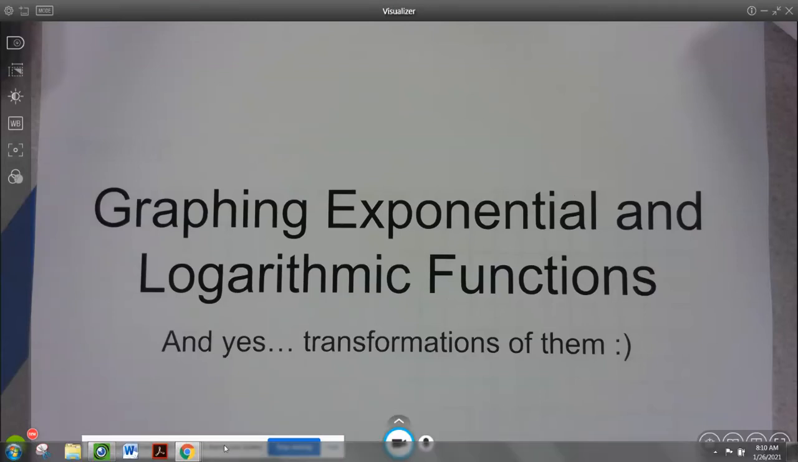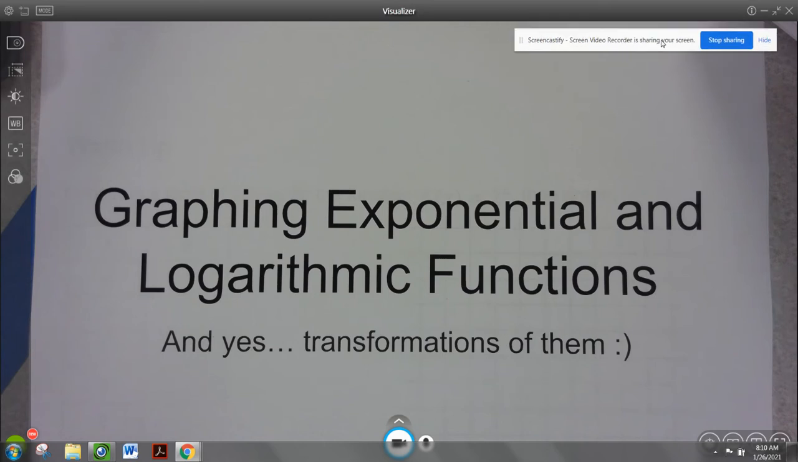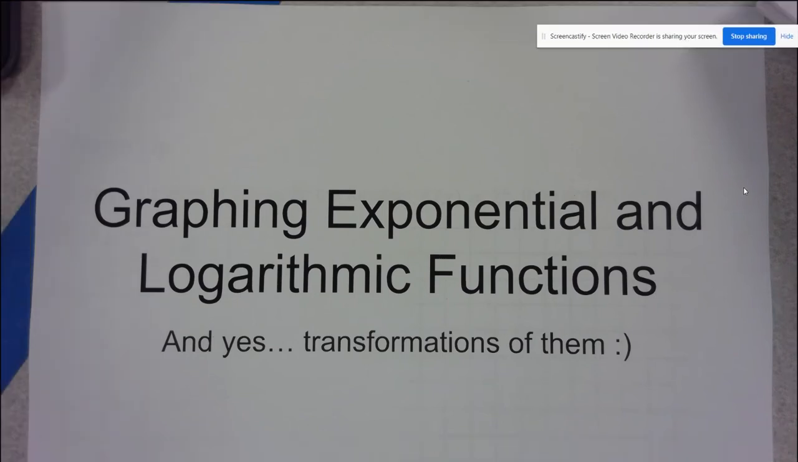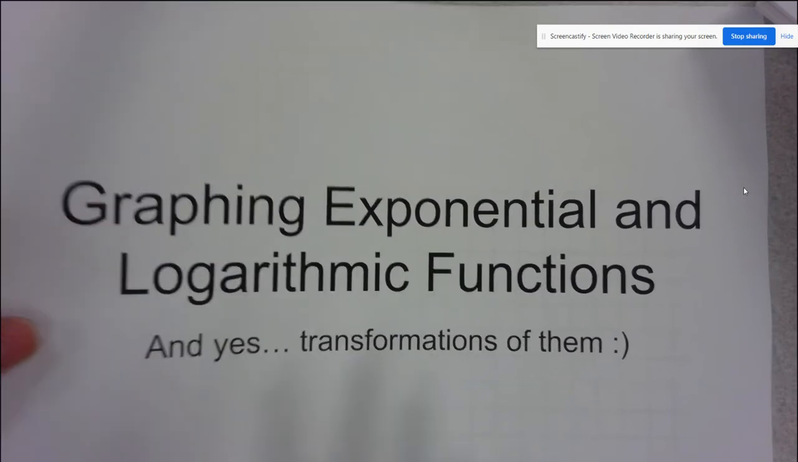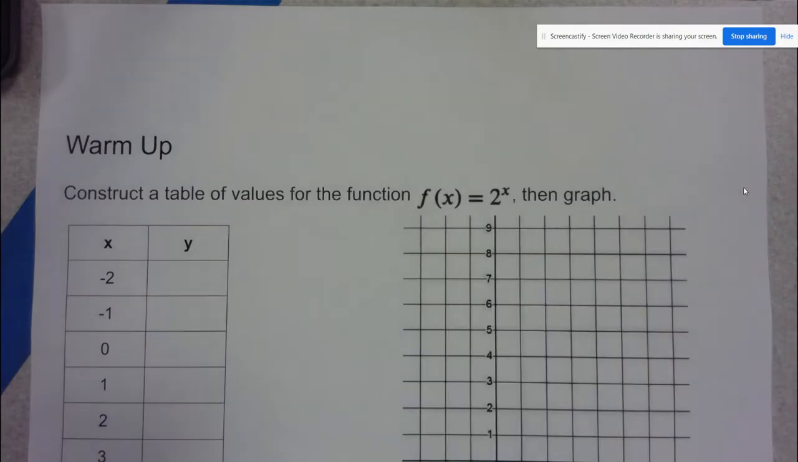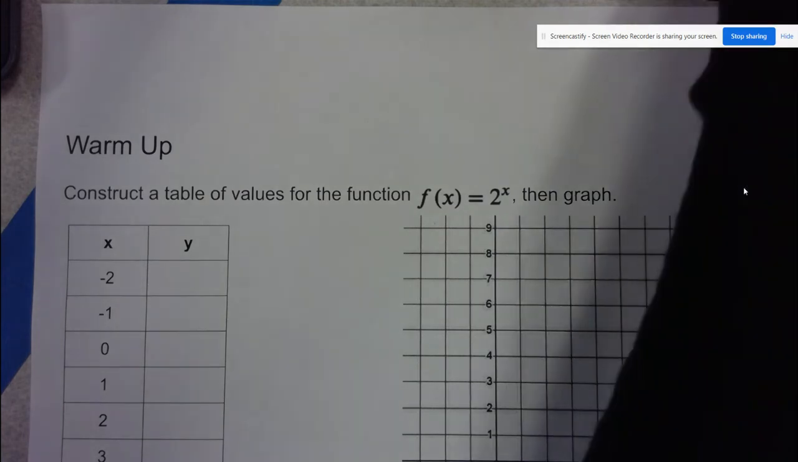All right, so we are going to do some graphing of exponential functions and logarithmic functions. And yes, we are going to be doing transformations, so buckle up. The first thing we're going to do is graph 2 to the power of x.